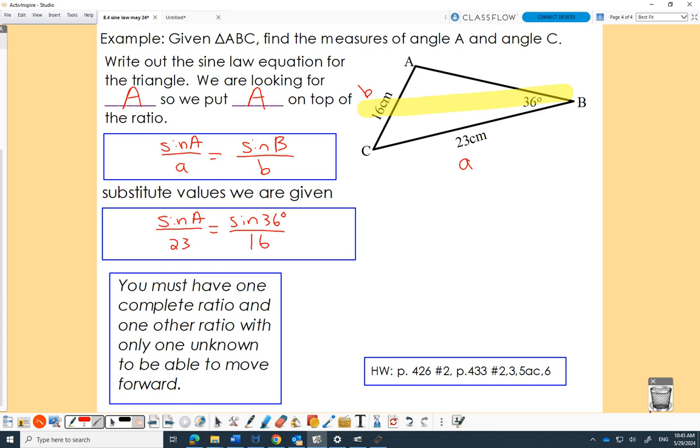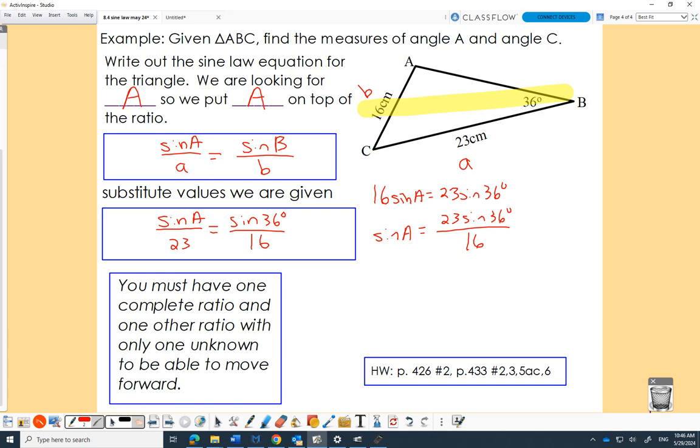Cross multiply. So I get 16 sine A equals 23 sine 36. Get ready. Lesson is not over. We need someone clever here. Like, well, it's just cross multiply and divide. I'm like, yeah, I know, but look, Mr. Todd, there's no A on my calculator. Well, there actually is an A on some calculators. It's not helpful in this situation. What do I do? I don't press A. I can't do A.